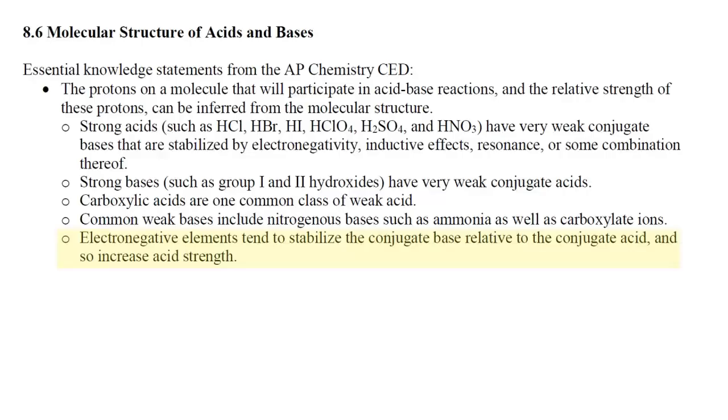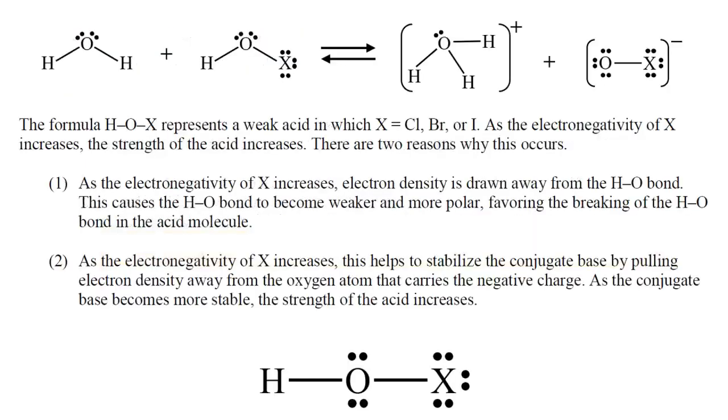Let's talk more about electronegativity as it relates to these types of molecules. So in my video that includes topic 8.6, I had mentioned that there is a substance with the formula HOX, and that formula HOX represents a weak acid in which the X atom would be something such as chlorine, bromine, or iodine. And I said, as the electronegativity of the X atom increases, the strength of the acid also increases. And there are 2 reasons why this occurs.